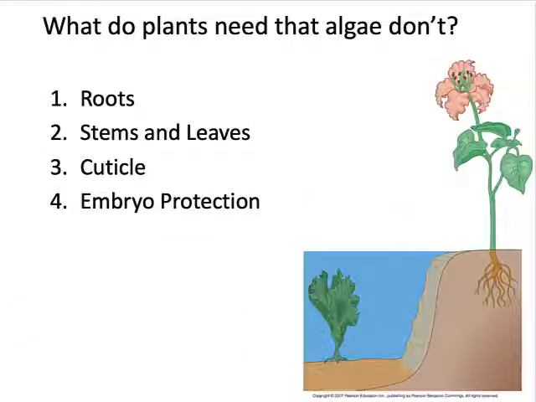So what do plants need that algae do not? Well, first off, life on land is harsh, so the plants on land are going to need roots in order to absorb water. Plants on land will need stems and leaves to support their photosynthetic parts. Plants on land will need a cuticle in order to protect themselves from both water loss and ultraviolet light radiation. And finally, plants on land need a way to protect their embryo. The embryo could easily dry out otherwise, and then the plant would never be able to reproduce.